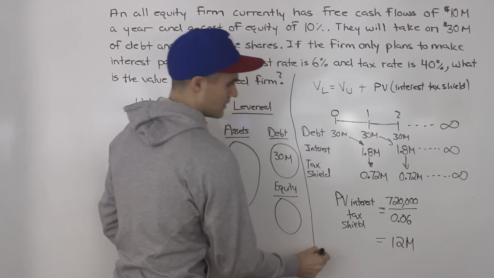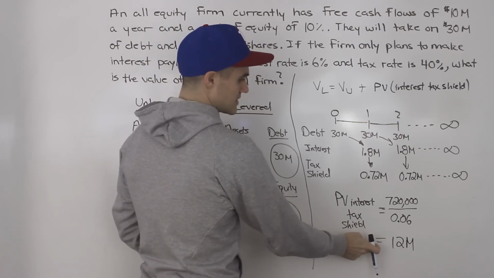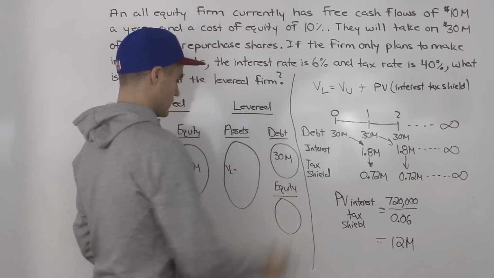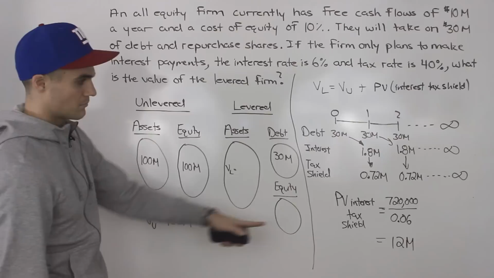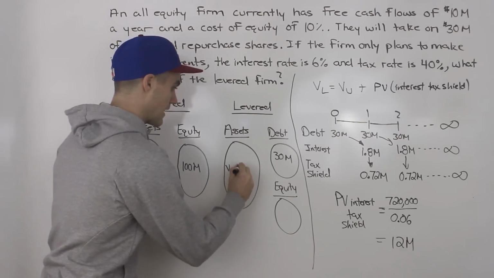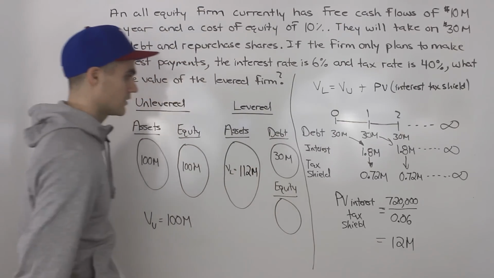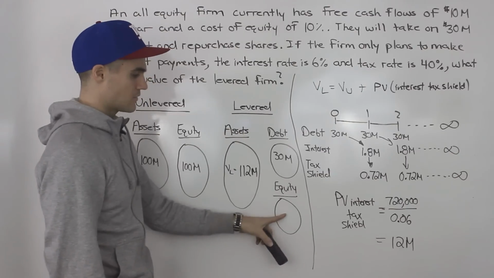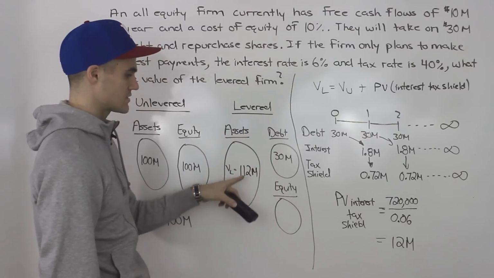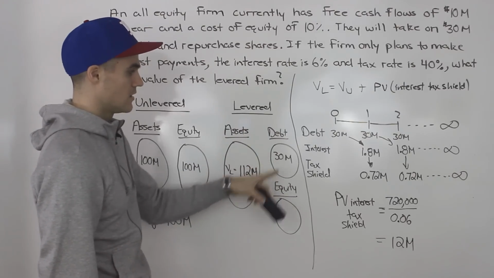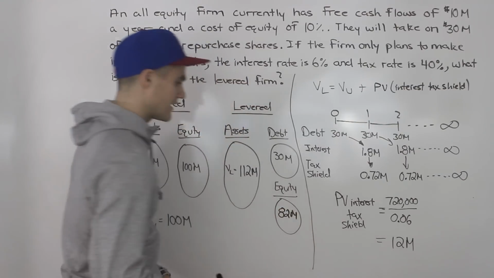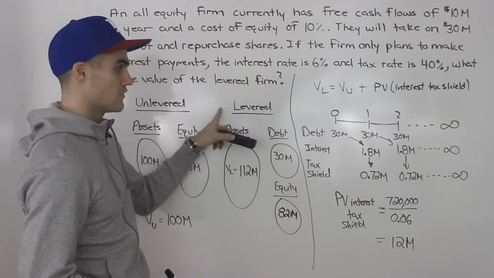So let me actually split this up here. This is the interest tax shield, so now we know what the value of the levered firm is. It's the value of the unlevered firm, 100 million, plus the present value of that interest tax shield of 12 million. So that is right there, 112 million. And it's also easy to find the equity, even though we're not asked for it. We can just simply take the assets, subtract the debt. So 112 million minus 30 million gives us 82 million. So that is the value of the equity of this levered firm.